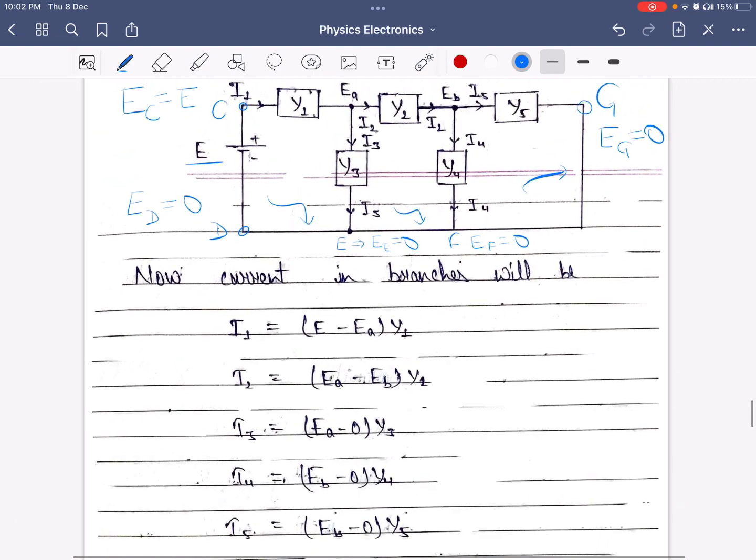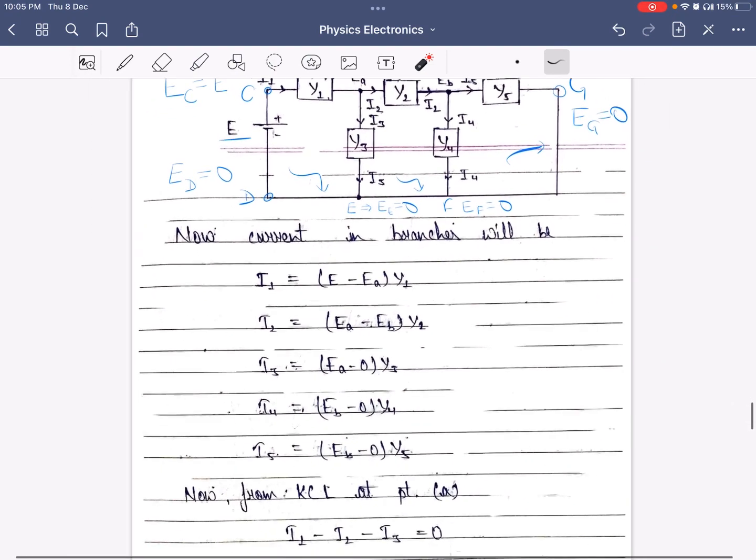So from that we get I3 is equal to EA minus 0, since we are traveling from potential EA to 0 potential through admittance Y3, EA minus 0 into admittance Y3. As for the current I4, it is traveling from potential EB to 0 potential through admittance Y4. We get I4 is equal to EB minus 0 into admittance Y4. And I5 is equal to EB minus 0 into admittance Y5.